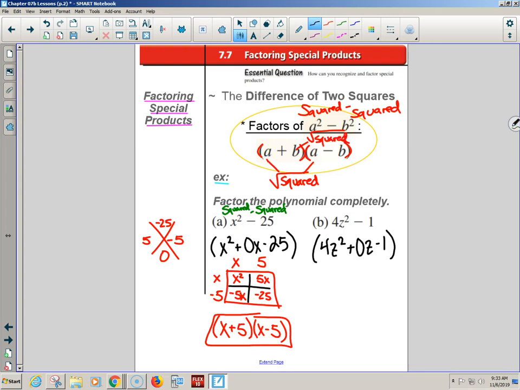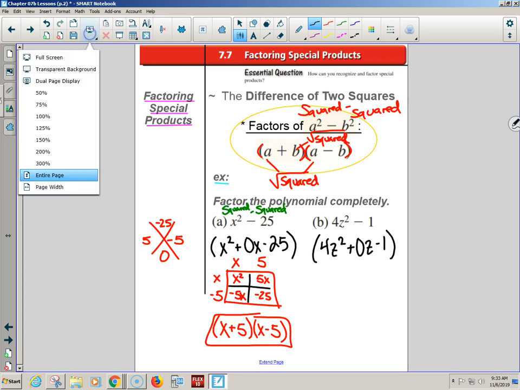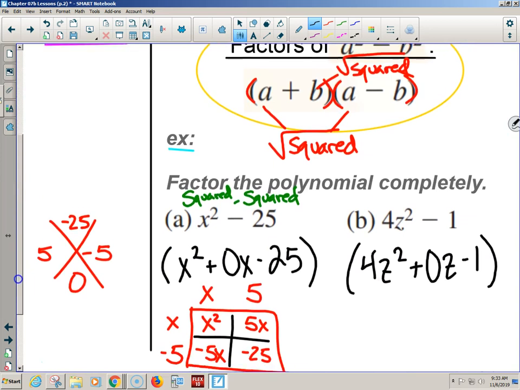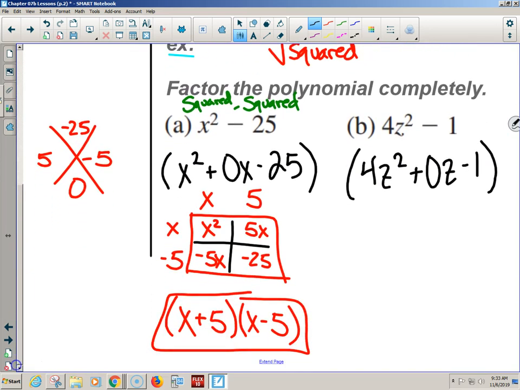Now it's a little bit nasty until you start practicing it. So let's go ahead and zoom in just a little bit. We have this little formula: a squared minus b squared is (a plus b)(a minus b). Take the square root of x squared, which is x, plus the square root of 25, which is 5, and x minus 5. Can we jump to this one and what it would be?